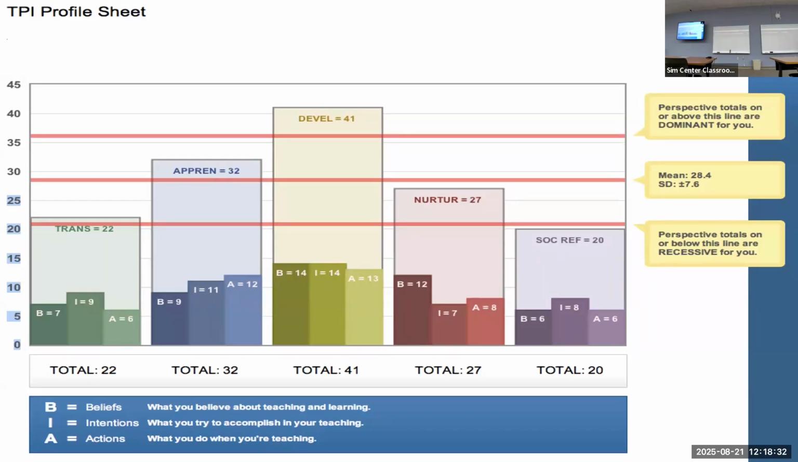So this particular person is developmental dominant, and they have subdominance of apprenticeship and nurturing, and they have recessives of transmission, which is close to being recessive, and social reform is recessive. So that means this person, when they're designing stuff, when they're actually in the classroom executing, when they're on the wards, teaching on the wards, is going to tend toward a more developmental perspective in the way they teach.